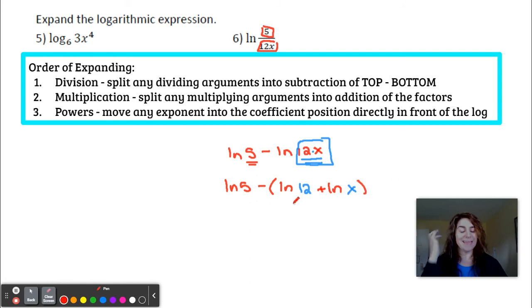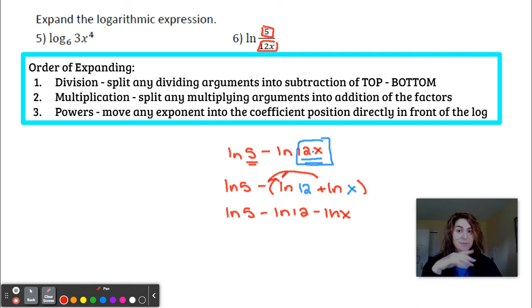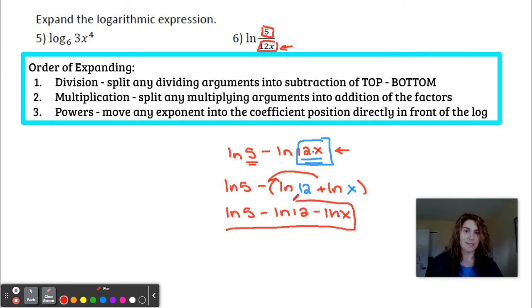Okay. And now the last thing I would do, I have no power, so I don't have to worry about that, but I do want to get rid of the groupings. So I would just distribute that minus sign, right, to both of these. And that should make sense to you because remember in the beginning, I was dividing by this 12x. So I did have to subtract that 12x, which means I have to subtract the 12 and I have to subtract the x, which is what I see I end up doing in the end, because that does have to be a division problem. Okay. All right.